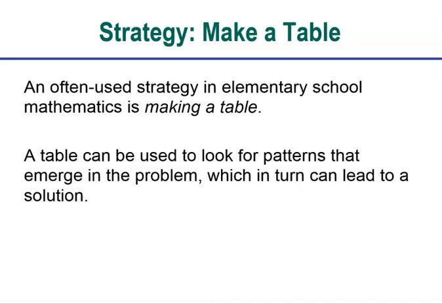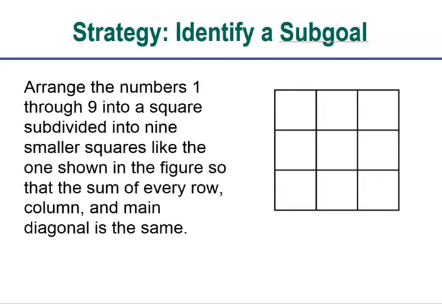Okay, now we're going to start a brand new problem. I'm going to go ahead and warn you, this problem is not easy either. It's similar to dealing with the Gauss problem. We've really got to break down what we're doing. Okay, and here it is. We're going to arrange the numbers 1 through 9 into a square. Okay, that looks like this. It's subdivided into 9 smaller squares like the one shown in the figure.